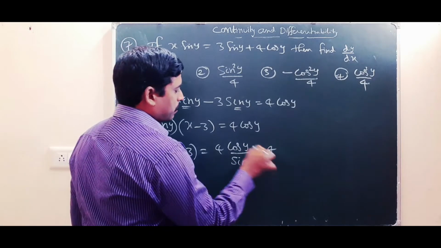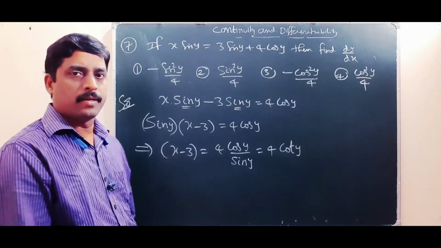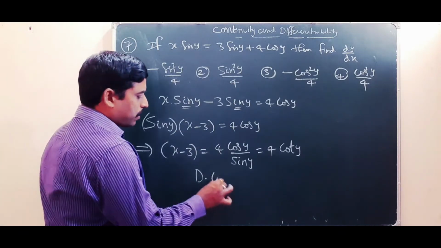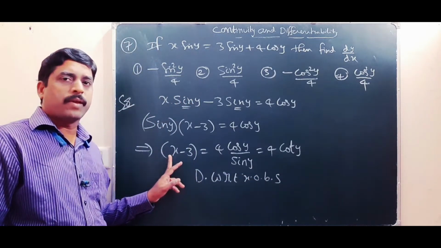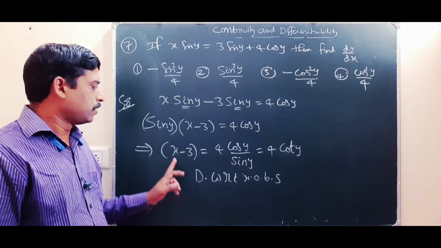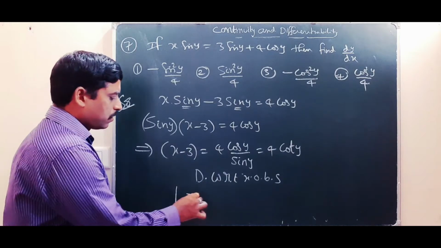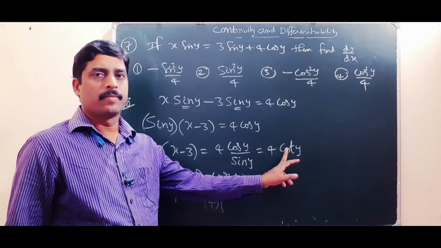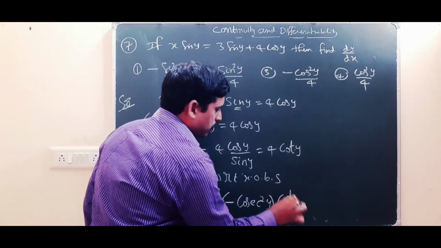This is nothing but 4 times cos y by sin y, which is cot y. But our target is dy by dx, differentiation of y with respect to x. So now differentiation with respect to x on both sides. The differentiation of x minus 3 is 1, differentiation of x is 1, differentiation of constant is 0, equal to 4 times the differentiation of cot y, which is minus cosecant square y into dy by dx.